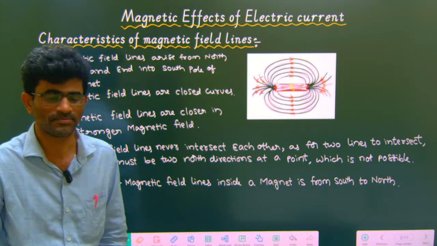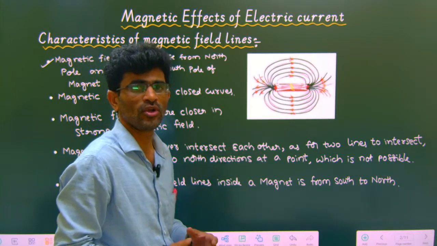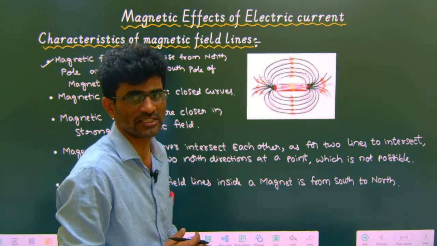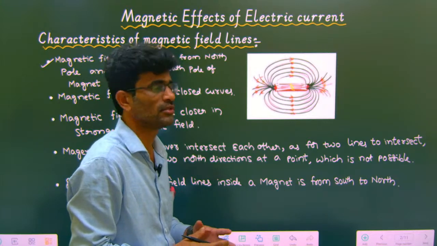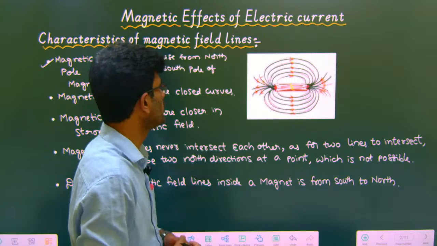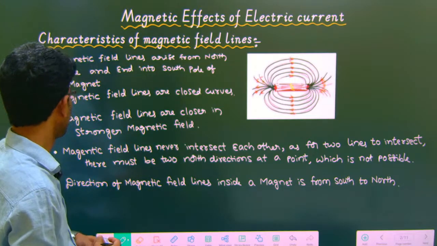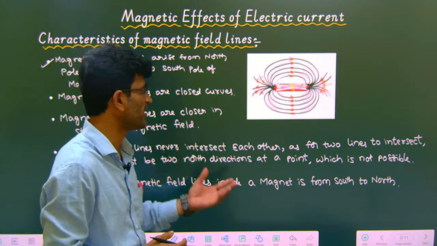So like this, what happens? Strength of the magnetic field depends on closeness of the magnetic field lines. Where they are very close, their field will be stronger. Where they are far away, their magnetic field will be weak. Now next one is what? Magnetic field lines never intersect each other.